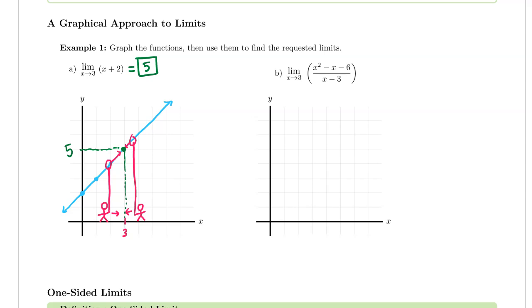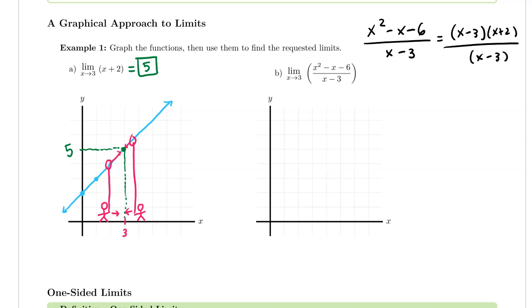In part B, we want to take the limit as x approaches 3 of the rational function x squared minus x minus 6 all over x minus 3. I'm going to take that function and rewrite it. Notice that I can factor the numerator, and the numerator factors into x minus 3 times x plus 2, and then I still have x minus 3 in the denominator. Now, notice that they share a common linear factor, and now we can write this as x plus 2.